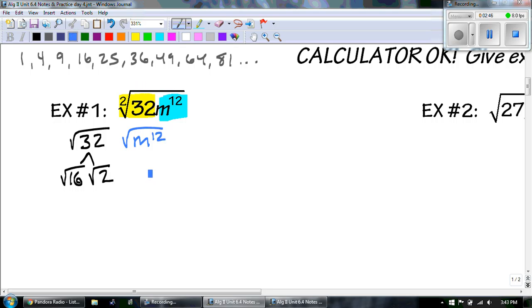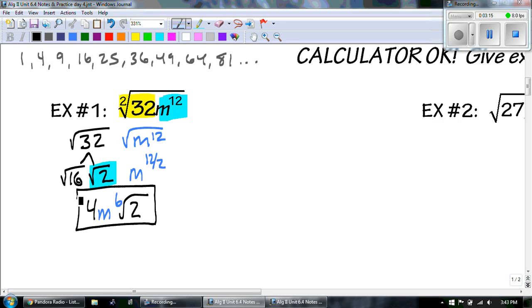And remember, the square root of m to the 12th is really saying 12 divided by 2. Okay, so what happens is the square root of 16 is 4. I have m to the 6th, and then the square root of 2, it just kind of hangs out. We can't really do anything with it, so that's our remainder. Okay, so this is our final simplified form of the square root of 32m to the 12th.